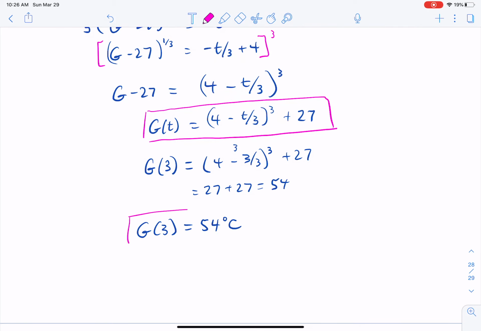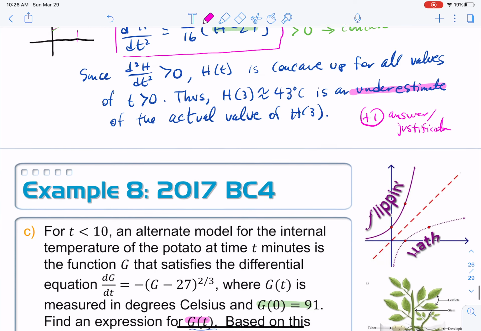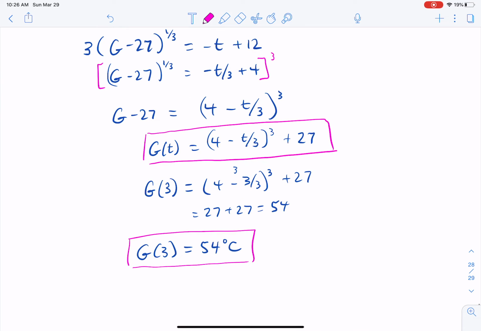So remember that in a previous part of the question, I think it was part B, it was asking us, did we under or over approximate? And we had 43 degrees, and we said it was an underestimate, which meant that the actual internal temperature of the potato was supposed to be bigger, and we did get a bigger value, so it's reasonable.